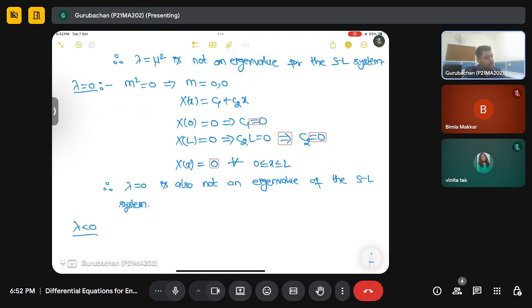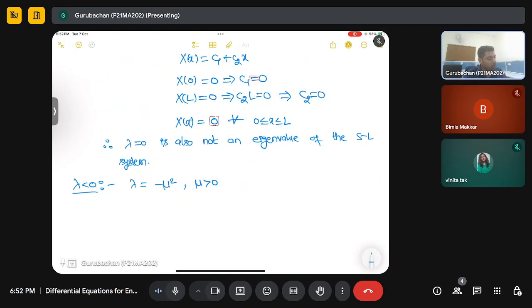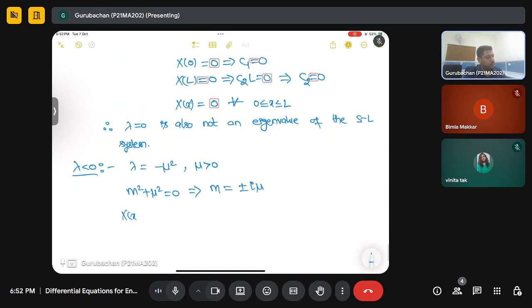Lambda less than 0 is the only case left. In this scenario, lambda can be minus mu square, and mu can be any positive number. So from here your auxiliary equation will become this, which will imply m equal to plus minus i mu. So from this you will get X of x as c1 cos mu x plus c2 sin mu x.